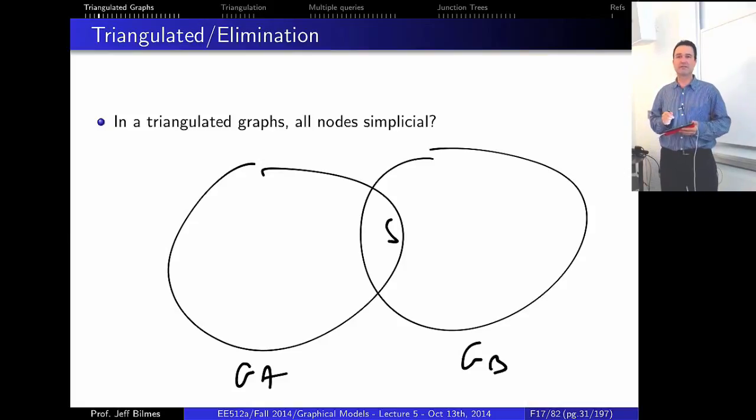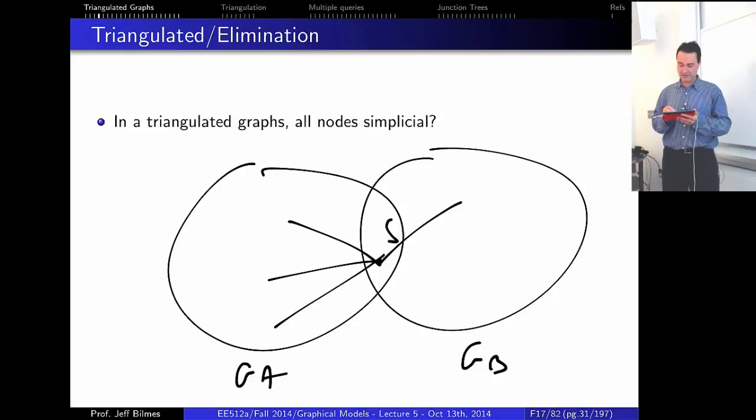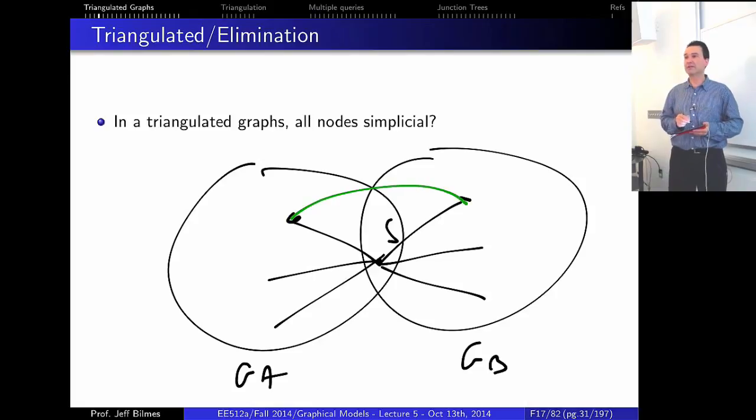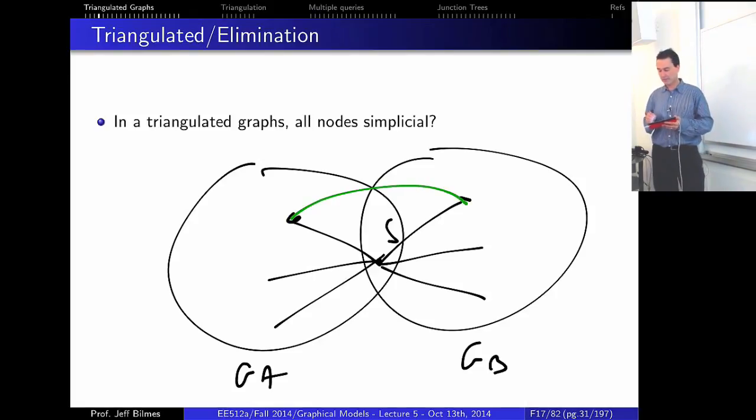The nodes in S. That's right. All of the nodes in S. Because these nodes are connected everywhere over here and everywhere over there. They have neighbors which are not connected by an edge. That green edge doesn't exist.